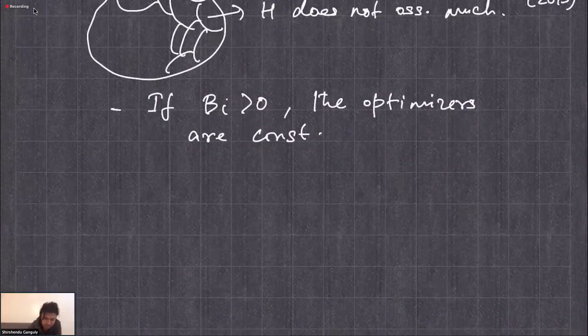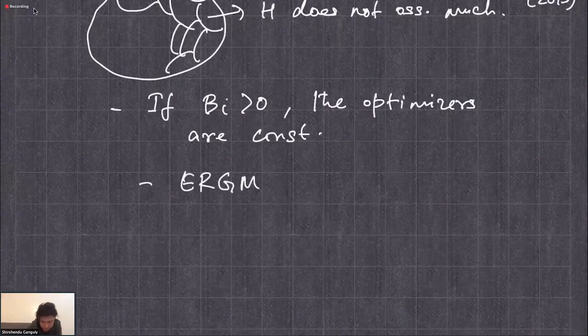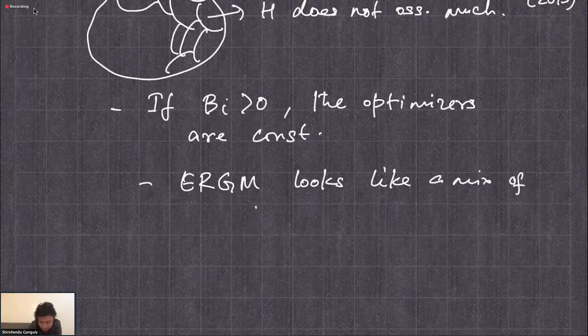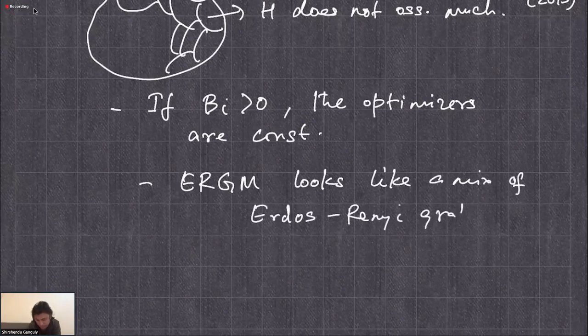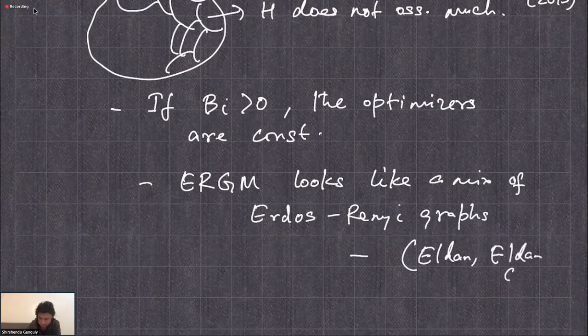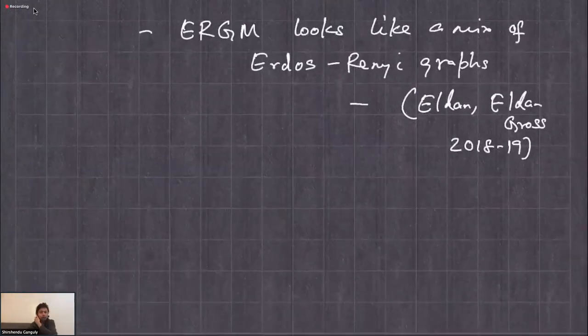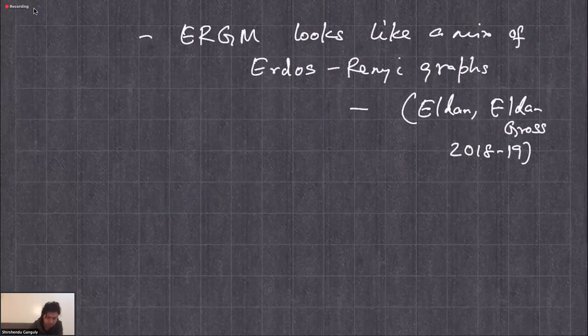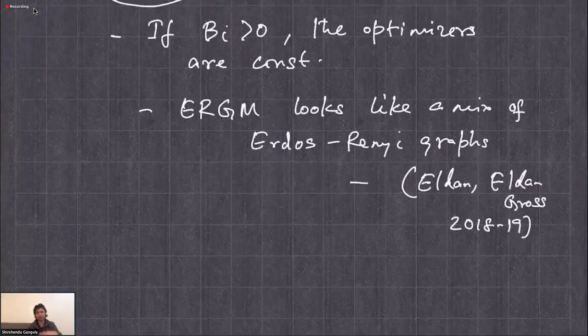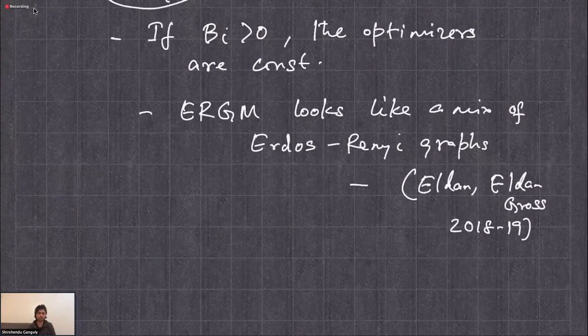Okay, so this means basically that ERGM looks maybe like a mixture of Erdős–Rényi graphs. So not super interesting, but there are interesting questions to be asked nonetheless. This was made even more quantitative in a recent work of Eldan and Eldan Gross, in, I think, maybe 2018, 19, I don't remember exactly the dates. So if the beta i's are all positive, then things are roughly like Erdős–Rényi graphs, but there could be multiple solutions.